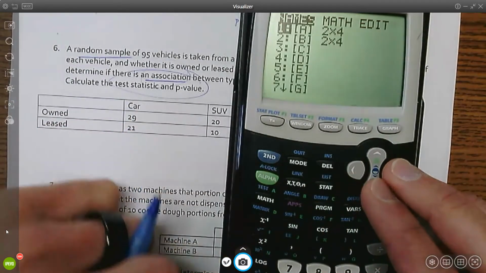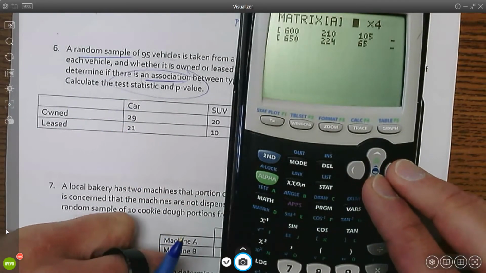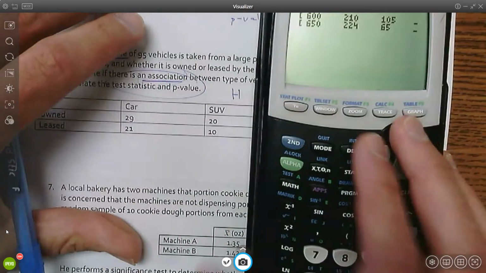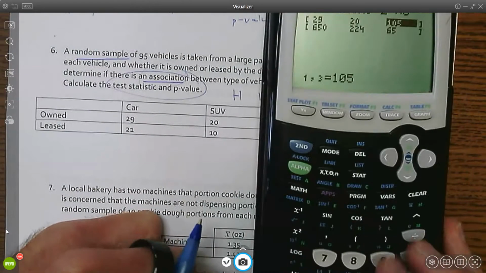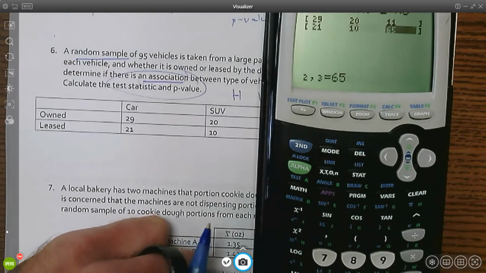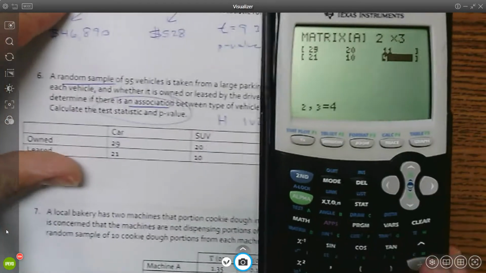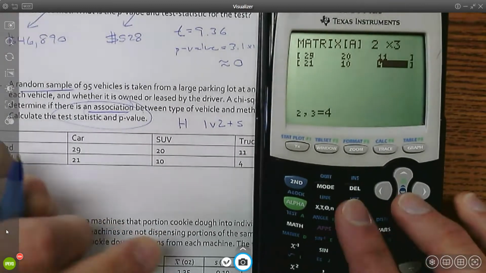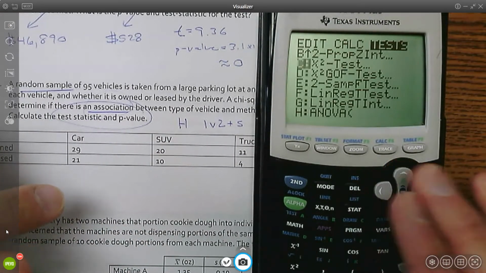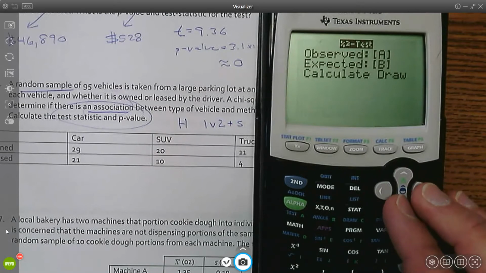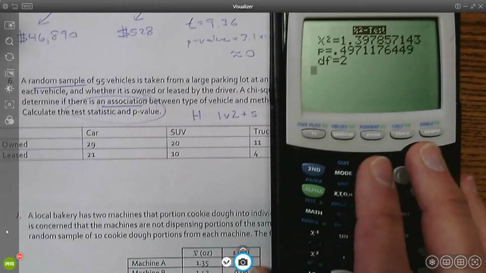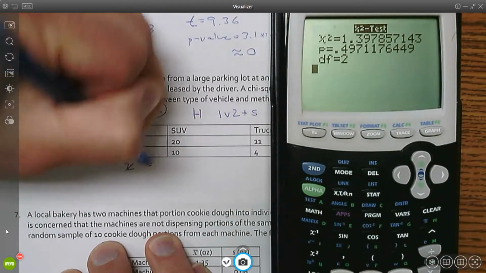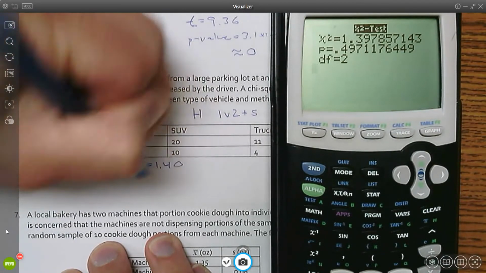So I have to enter this data into a matrix. I'm going to go to edit. We have 2 rows and 3 columns. So I'm going to enter the observed counts from the table. Once you have those in, then you can go ahead and run the test. So stat test, just going to be a chi-squared test. Observed, expected, calculate. So test statistic, chi-squared is 1.40.